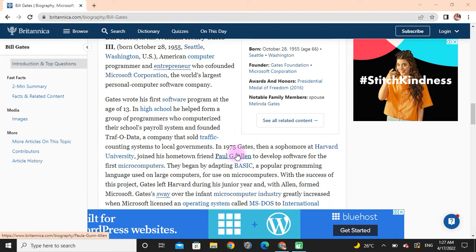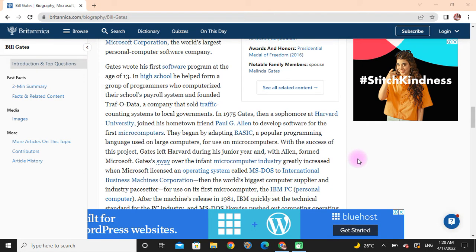that sold a traffic counting system to local government in 1975. Gates joined his hometown friend Paul Allen to develop software for the first microcomputer. They began by adapting BASIC, a popular programming language used on large computers, for use on a microcomputer.